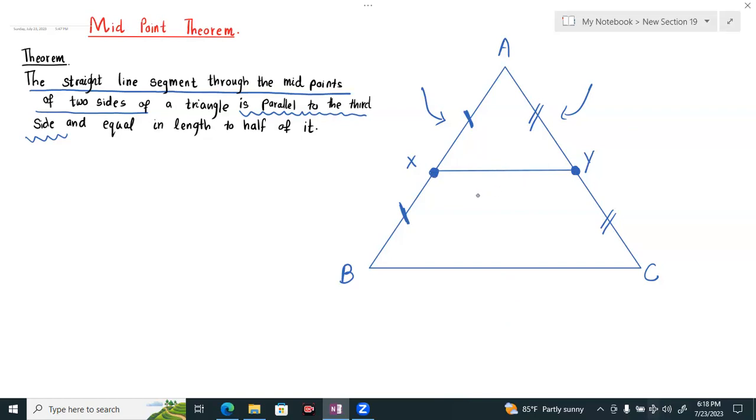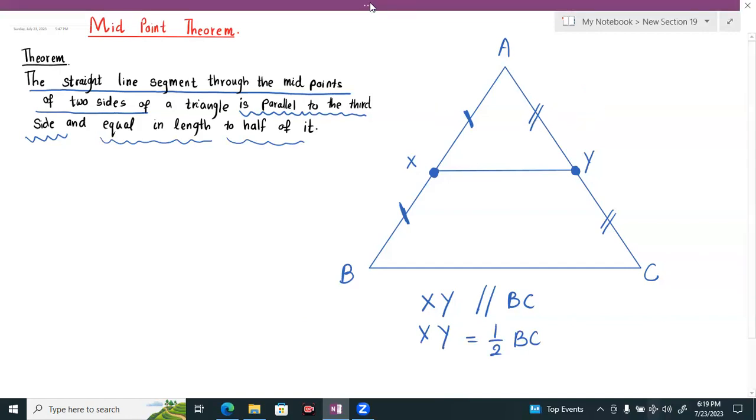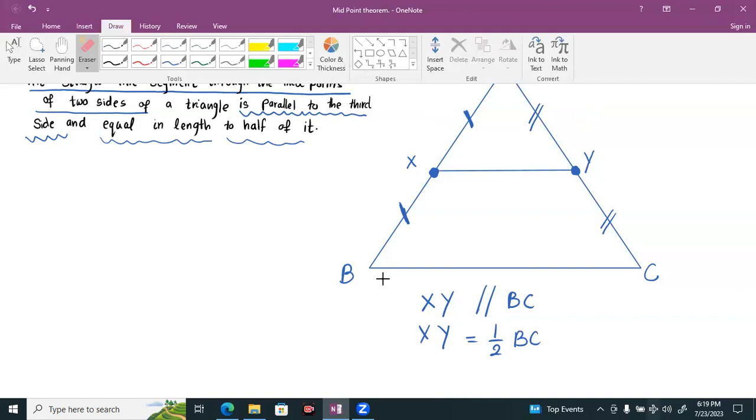To that line segment. Okay, the line segment which goes through the midpoints of two sides of a triangle is parallel to the third side. Then how do we mention it? We can mention it like this: XY is parallel to BC. That's what the midpoint theorem says. Not only that, it is also equal in length to half of it. That means XY is equal to half of the third side. Okay, both of these two pieces of information are given by the midpoint theorem.